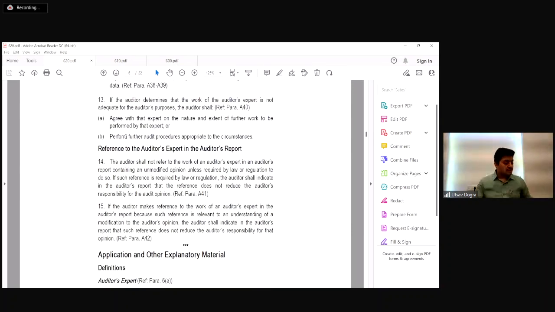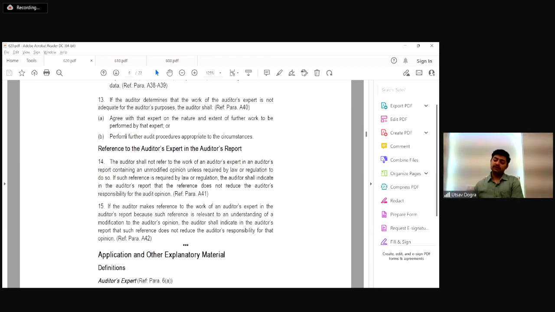So I believe the application and other elementary material shall not be covered here. And I would conclude this standard again with the final comments upon it: the auditor's expert can be engaged by the auditor in case he does not find himself competent enough to place an opinion upon certain facts.